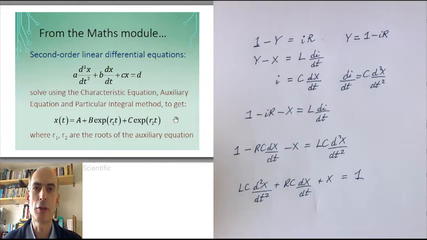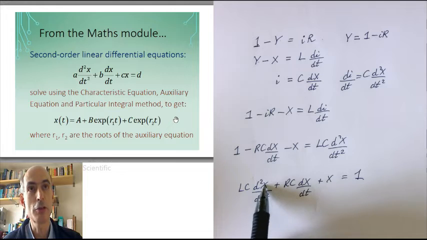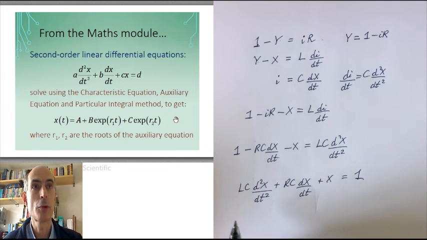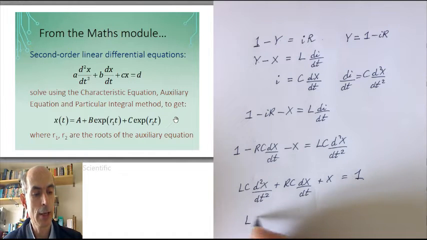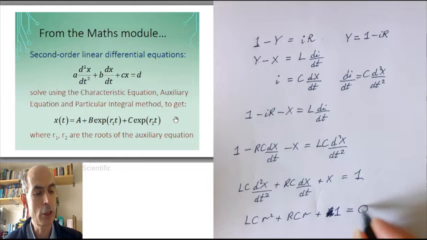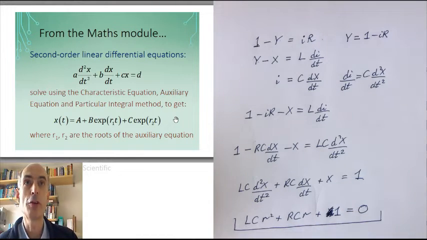And you generate the auxiliary equation by taking the coefficients of the derivatives of x and forming a quadratic out of them. So in this case, that would give LC r squared plus RC r plus 1, just looking at the coefficients of x, equals 0. And that would be our characteristic equation in this case.